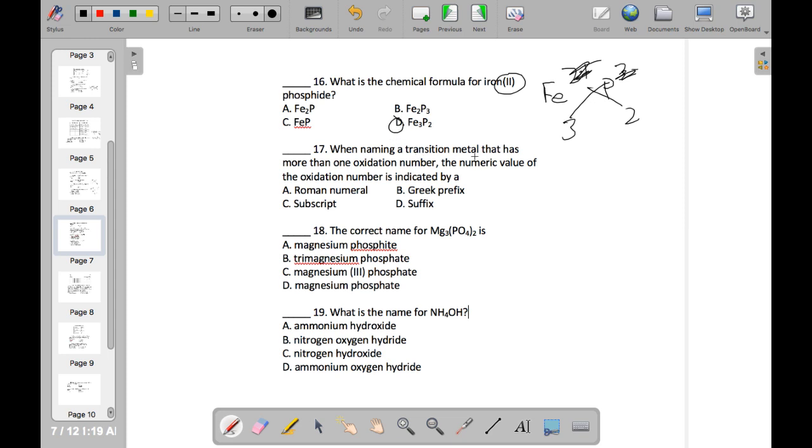When naming a transition metal that has more than one oxidation number, the numeric value of the oxidation number is indicated by, and that is a softball over the plate. That is an easy answer.